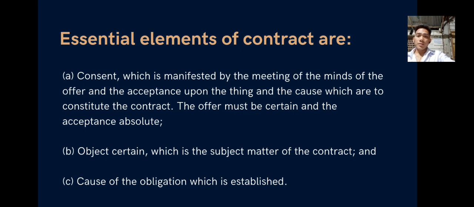These are the essential elements of contracts. First is consent, which is manifested by the meeting of the minds of the offer and the acceptance upon the thing and the cause which are to constitute the contract. The offer must be certain and the acceptance absolute. Second is the object certain, which is the subject matter of the contract, and third, the cause of the obligation, which is established.